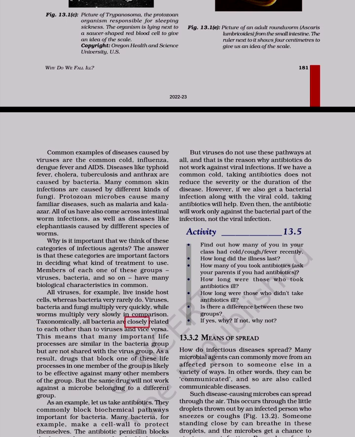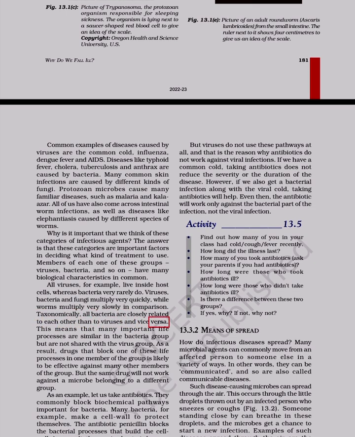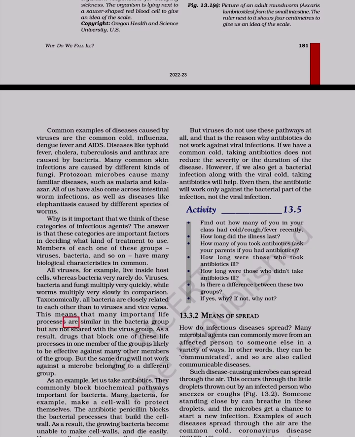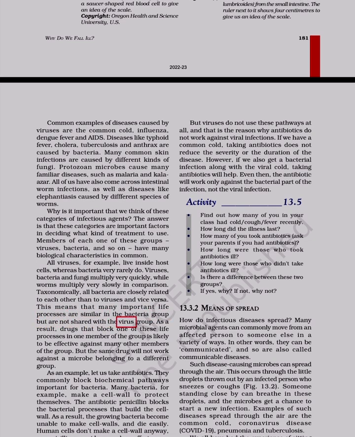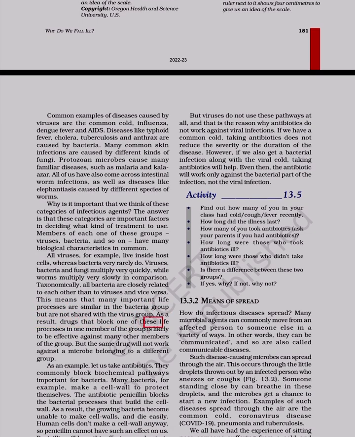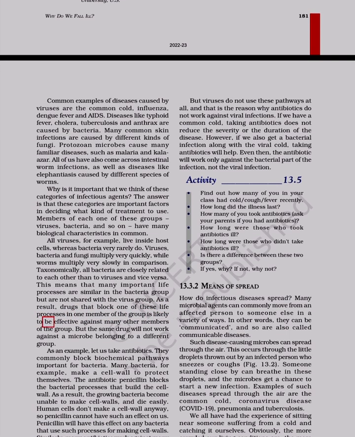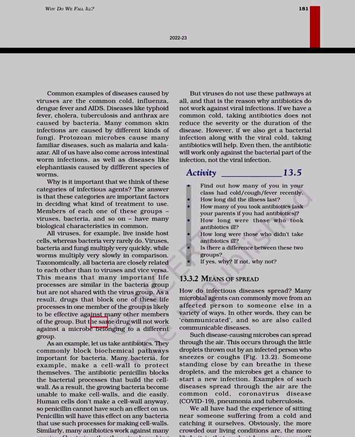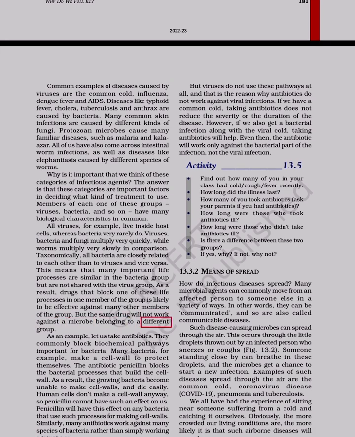Taxonomically, all bacteria are more closely related to each other than to viruses and vice versa. This means that many important life processes are similar in the bacteria group but are not shared with the virus group. As a result, a drug that blocks one of these life processes in one member of the group is likely to be effective against many other members of the group, but the same drug will not work against a microbe belonging to a different group.